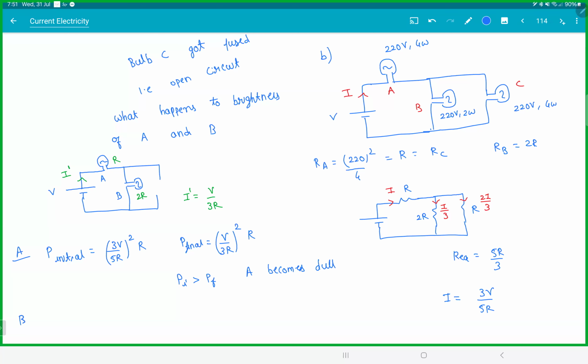What about B? P initial, it was V by 5R whole square into R. P final is V by 3R whole square into R. Here P final increased. Current increased in B actually. B becomes bright. So you have to compare the currents. This would be a much better question. So you're not comparing A and B. You're comparing A before and after, B before and after.